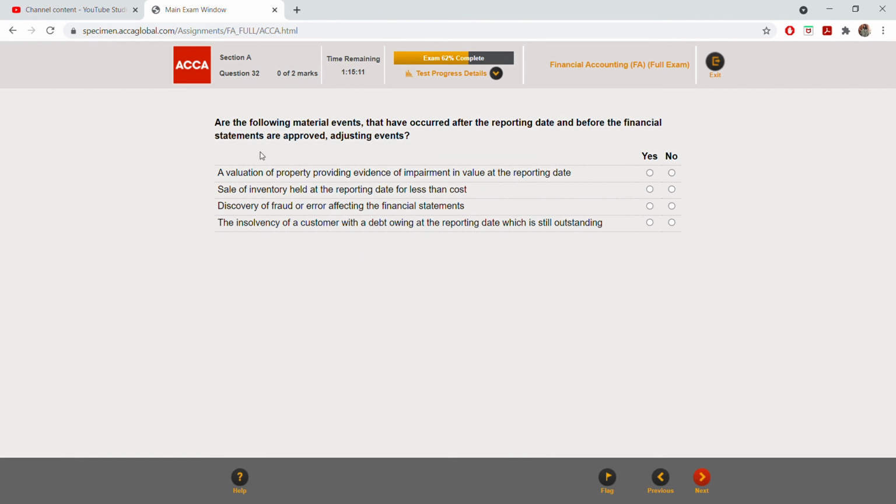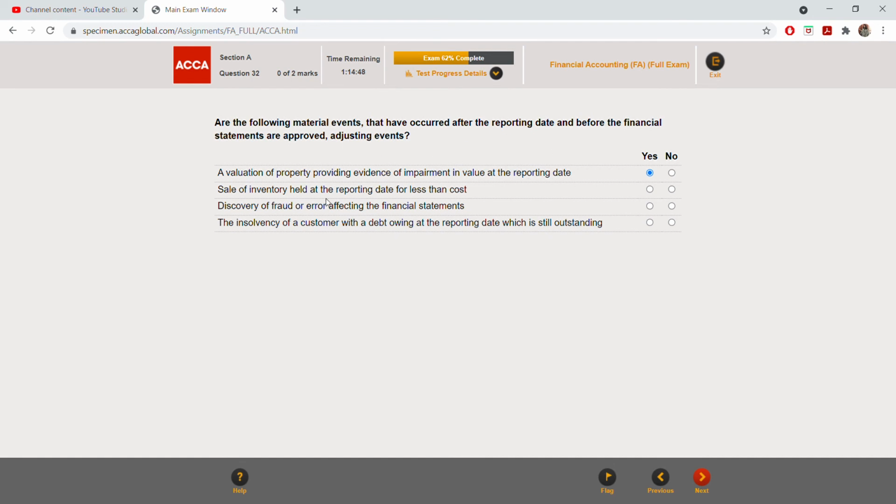Next. Are the following material events that have occurred after the reporting date and before the financial statements are approved adjusting events? You have to know what are adjusting events and what are not adjusting events. Let us read. A valuation of property providing evidence of impairment at the reporting date. Yes, it provides evidence of impairment at the reporting date, so it's an adjusting event.